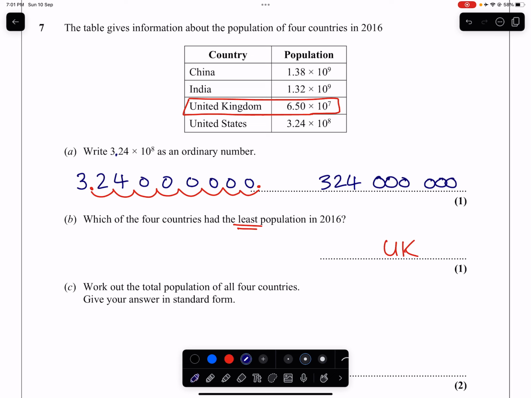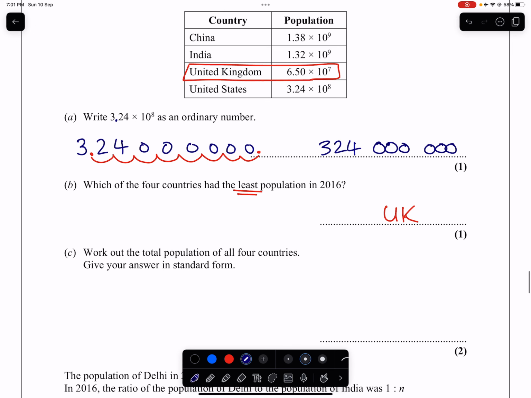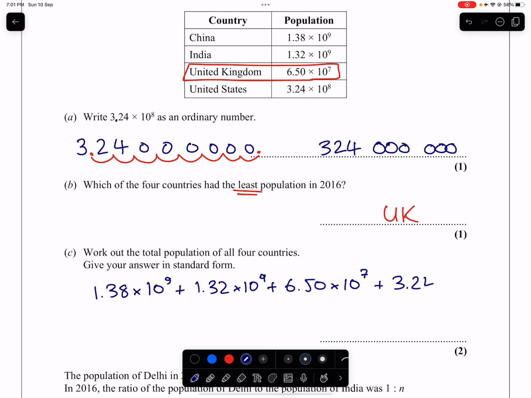Part C, work out the total population of all 4 countries. Well, we need to be careful with how we type this into the calculator, but effectively we are just doing 1.38 times 10 to the power of 9 plus 1.32 times 10 to the power of 9 plus 6.50 times 10 to the power of 7 and 3.24 times 10 to the power of 8.